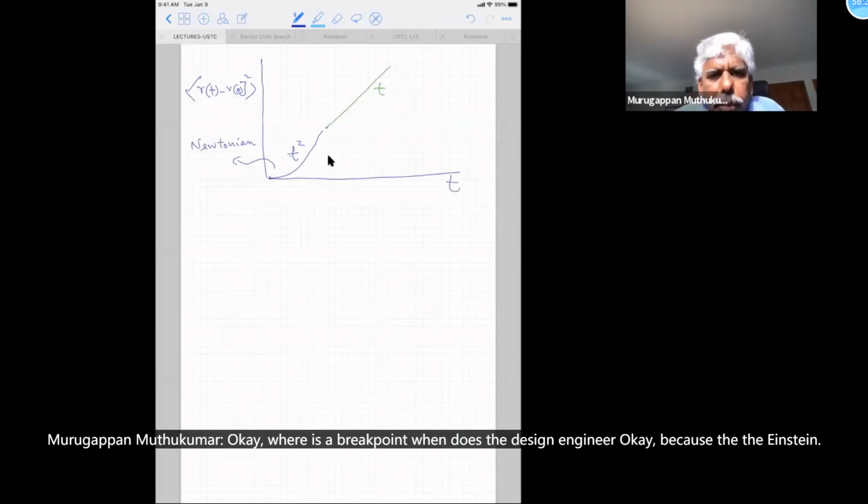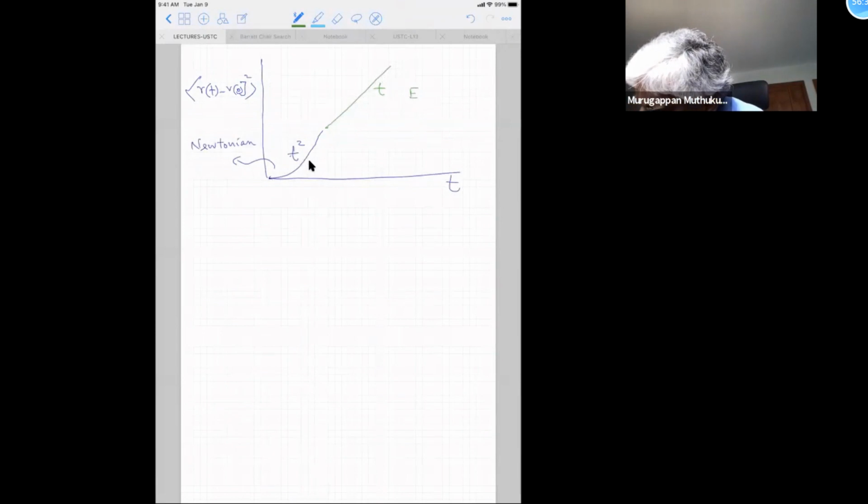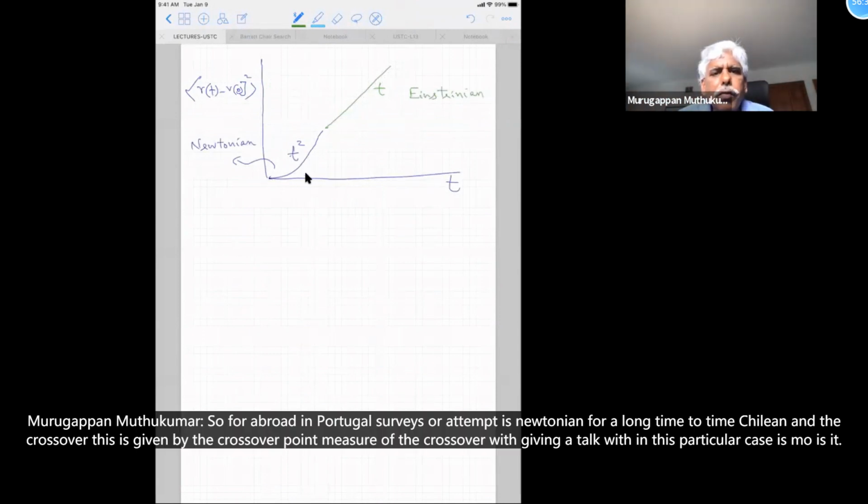Where is the break point? This is Einsteinian. This is Einstein. So for a Brownian particle, for very short times it's Newtonian, for long times it's Einsteinian, and the crossover is given by the crossover point. The measure of that crossover is given by tau, which in this particular case is m over zeta.